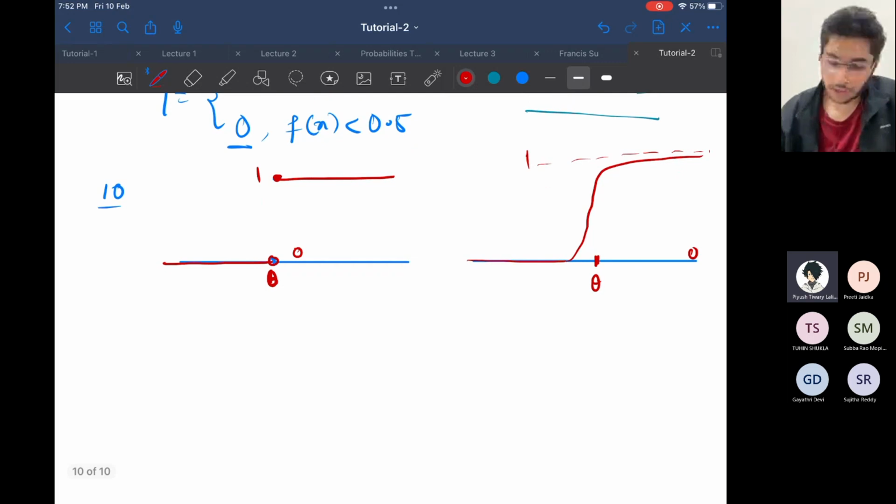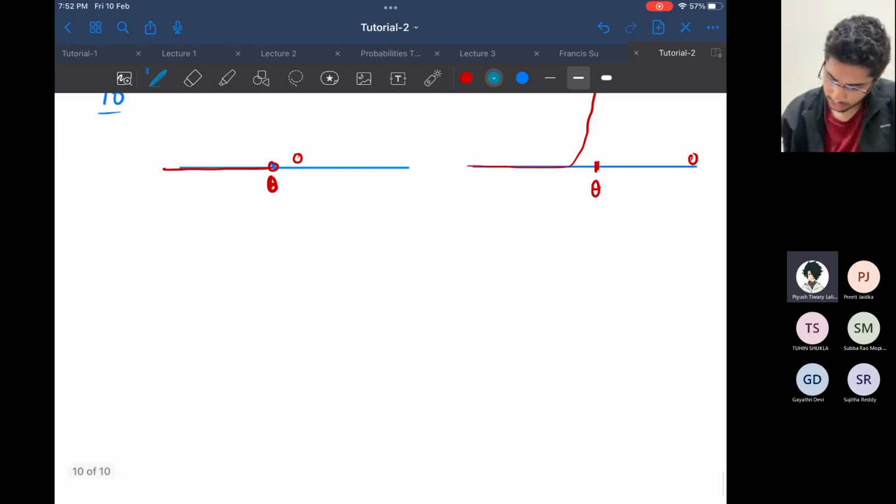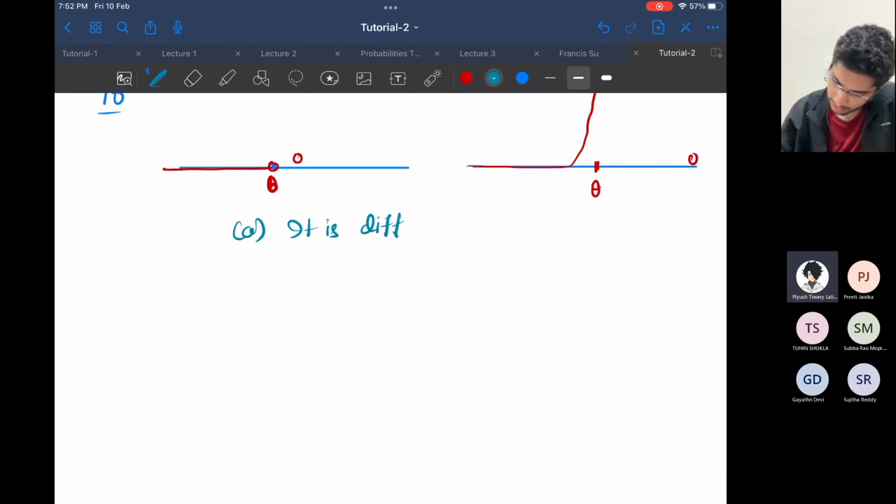Let us look at the options again. The first option is: it is differentiable at every point.